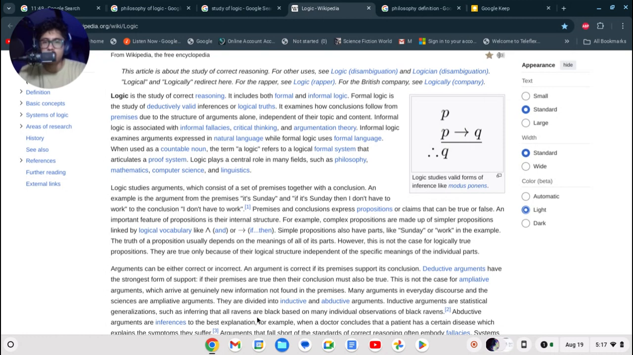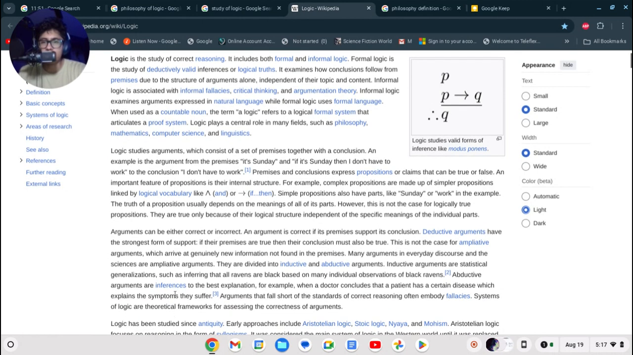Inductive arguments are statistical generalizations, such as inferring that all ravens are black based on many individual observations of black ravens. Abductive arguments are inferences to the best explanation, for example, when a doctor concludes that a patient has a certain disease which explains the symptoms they suffer. Arguments that fall short of the standards of correct reasoning often embody fallacies. Systems of logic are theoretical frameworks for assessing the correctness of arguments.